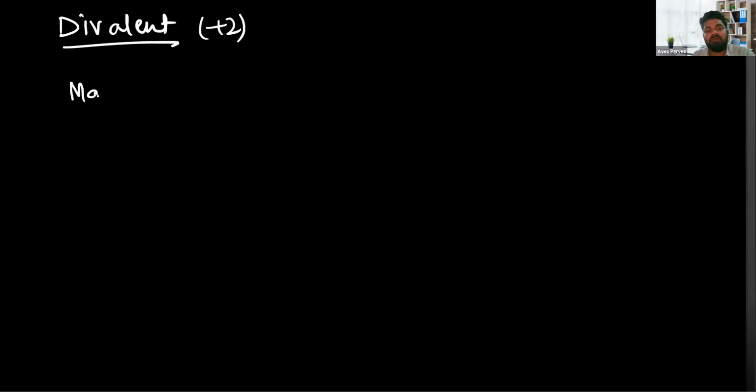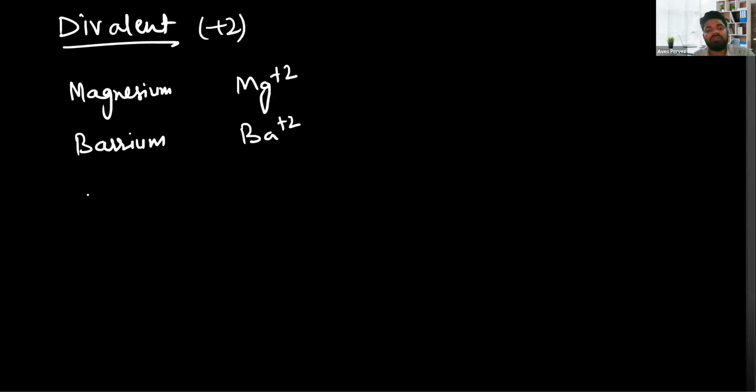Okay. Now moving to the next part. The next one is divalent atoms. Divalent means having valency 2, positive 2. So for divalent, which has 2 valency, for example, we have magnesium, Mg 2 positive. Barium, Ba 2 positive. Beryllium.